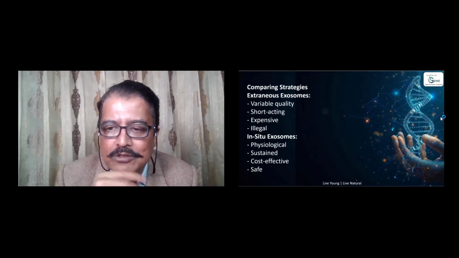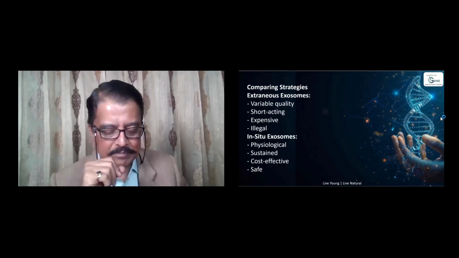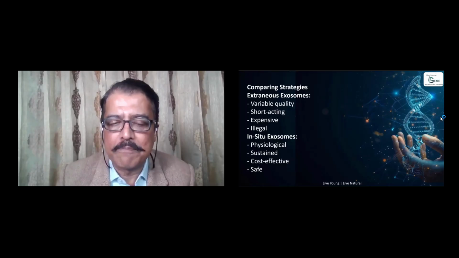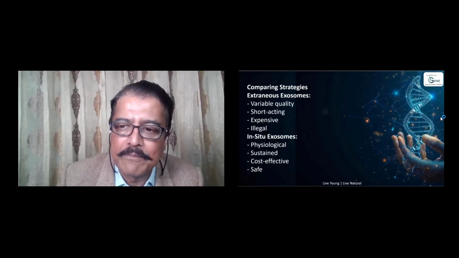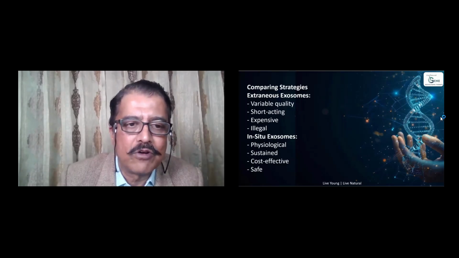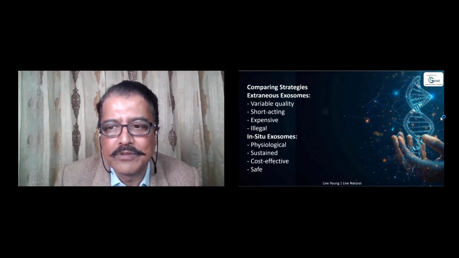As a result, once you stop the exosomes, even if they are good, the patient goes back to square one, something which happened with minoxidil. If you don't explain to the patients that you will need to keep on taking them for the rest of the life if you are not going to improve your own exosomes, then it is expensive.